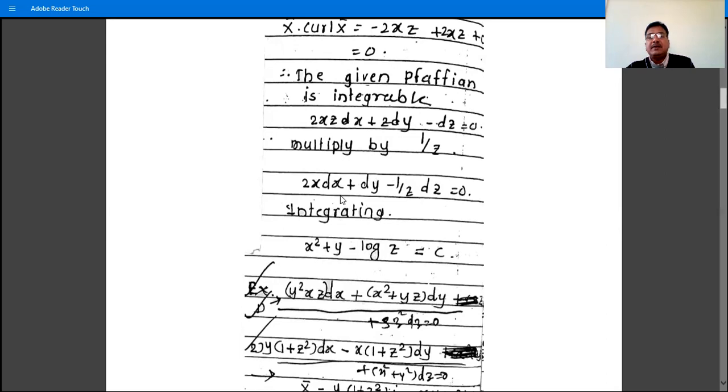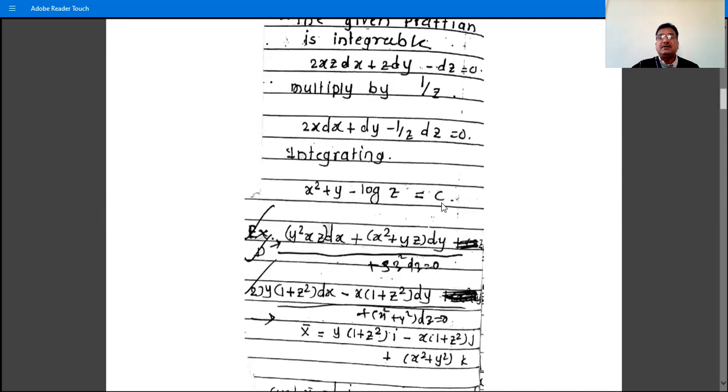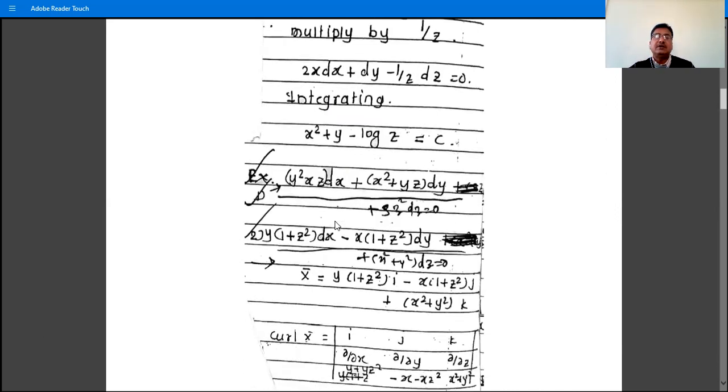If the variables are not separated, then we apply other methods. That is, either the equation is homogeneous, or it is solvable by Natani's method, or by some other special methods. In this example, all the three variables are separated. After integration, 2x becomes x square, since x square by 2 gets cancelled. Then the integration of dy is y, minus the integration of 1/z, which is log z, equal to the constant of integration c. This is the final answer, the complete integral or general solution of the given differential equation.